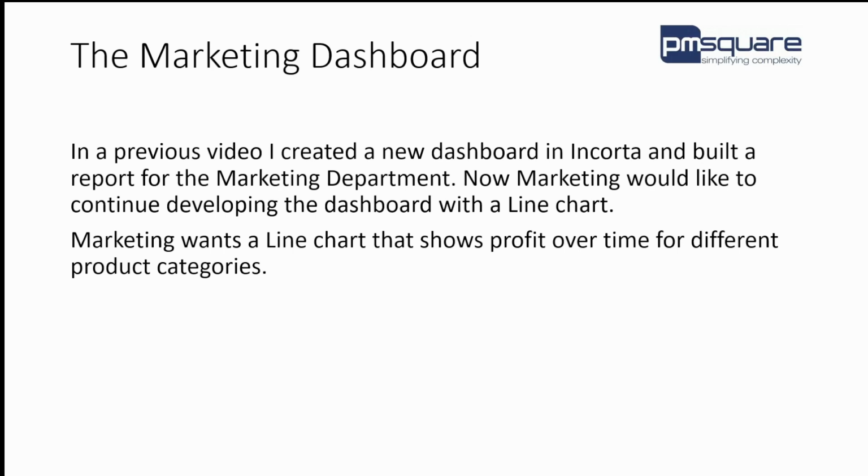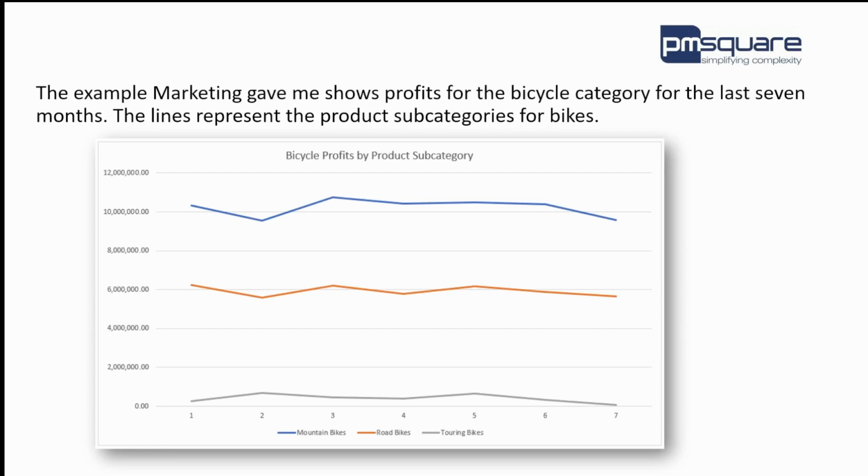In a previous video, I created a new dashboard in Incorta and built a report for the marketing department. Now marketing would like to continue developing the dashboard with a line chart. Marketing wants a line chart that shows profit over time for different product categories. The example marketing gave me shows profits for the bicycle category for the last 7 months. The lines represent the product subcategories for bikes.